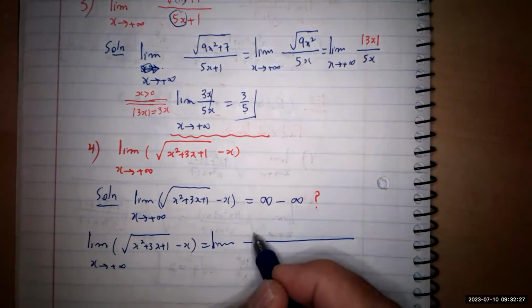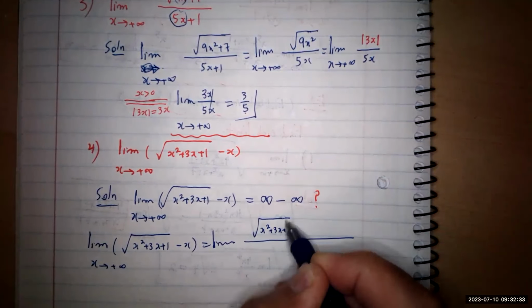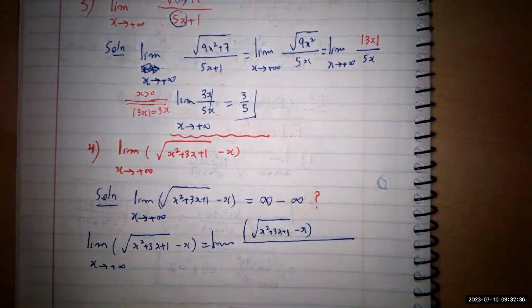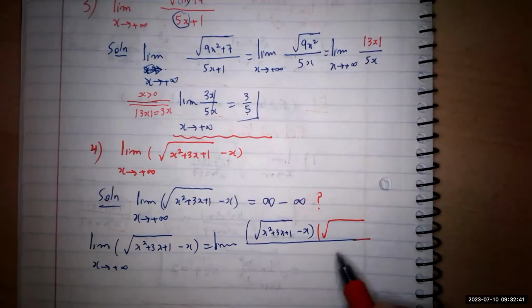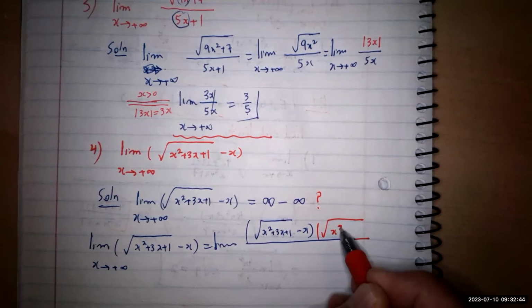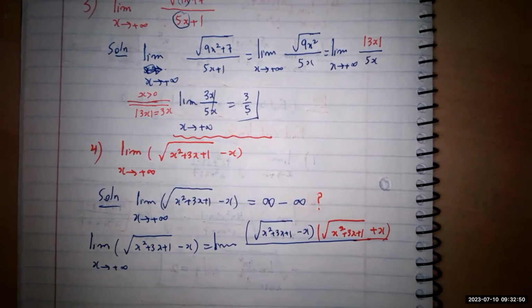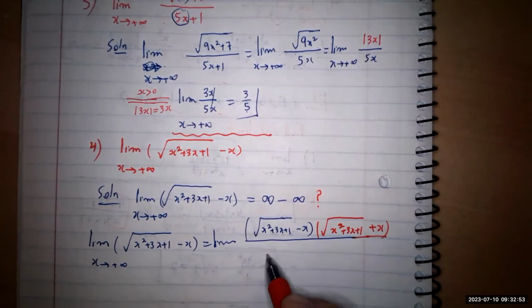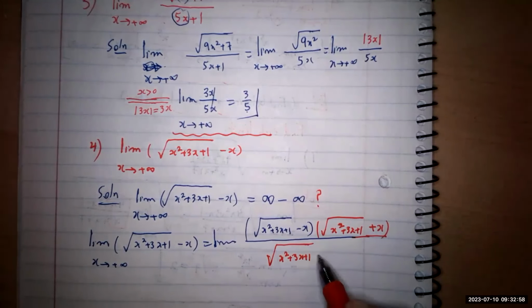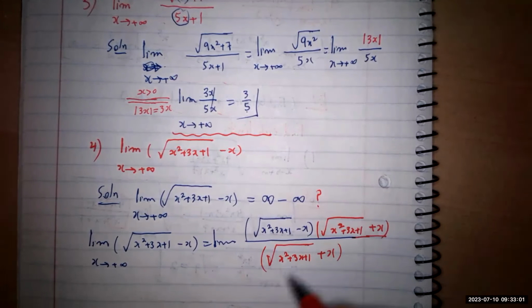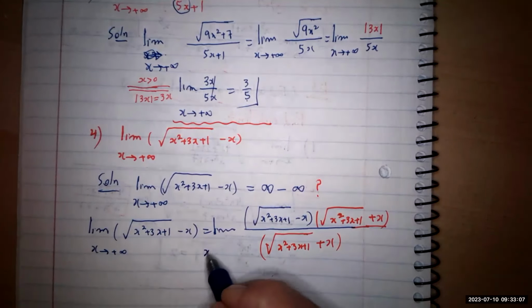So you get whatever you have. This is the square root of x squared plus 3x plus 1 minus x, and you multiply by its conjugate. The conjugate is this one, where you just change the middle sign: the square root of x squared plus 3x plus 1, but this is going to be plus x, divided by the same thing. So that gives you the square root of x squared plus 3x plus 1 plus x. This is your extra term that you multiply the top and the bottom by, its conjugate, when x goes to positive infinity.